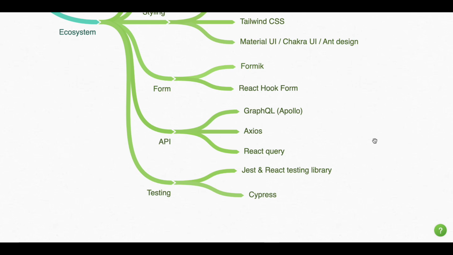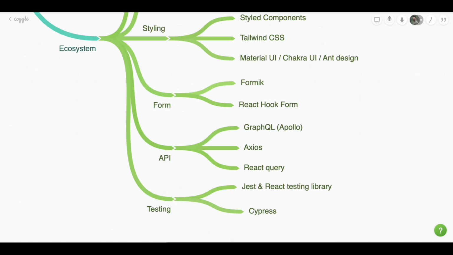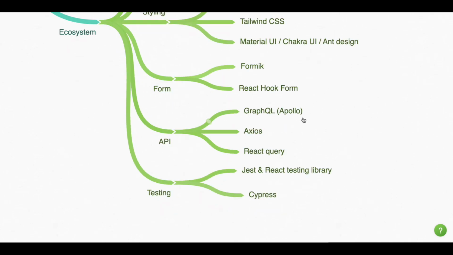The next is API. We can fetch the data from the server with the help of APIs. Here are some tools like GraphQL, Axios, and React Query. You can use these tools to fetch your data easily. And the last is testing. You can test your React app with the help of Jest and Cypress libraries. So these are all the topics from the ecosystem.